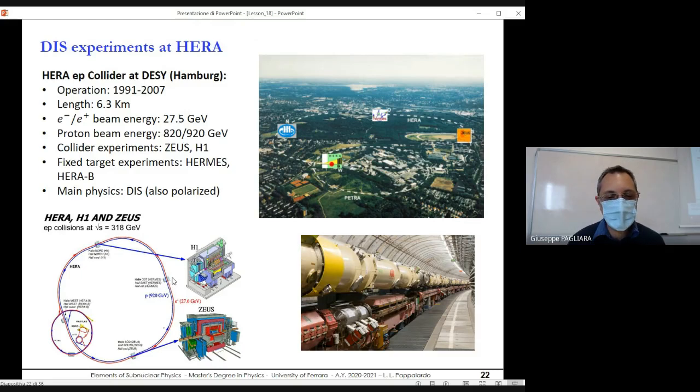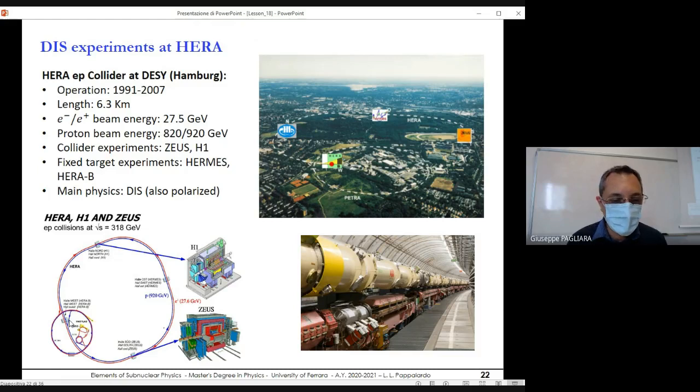You see here a picture of the machine, HERA. This was the proton beam line, this was the electron beam line. And you see here also a panoramic picture of the area of Hamburg in Germany, where this machine was located underground. There were 4 different experiments. 2 of them were collider experiments, the H1 and ZEUS experiments. As you can see also from the shape of the detector, it was a typical collider detector, a symmetric collider detector with cylindrical geometry. And in the interaction point of these 2 experiments, we had very high energy electron-proton interactions coming from the 2 opposite beams.